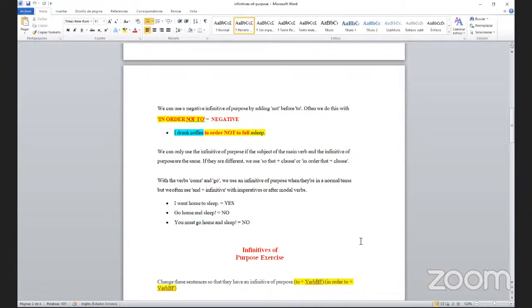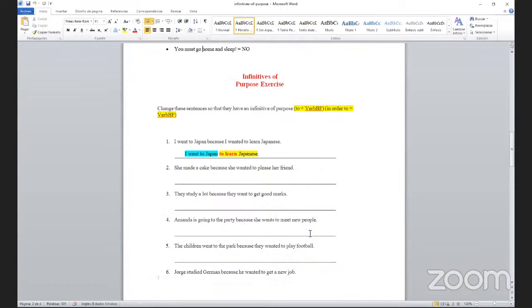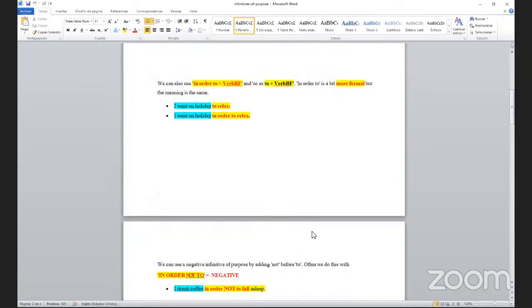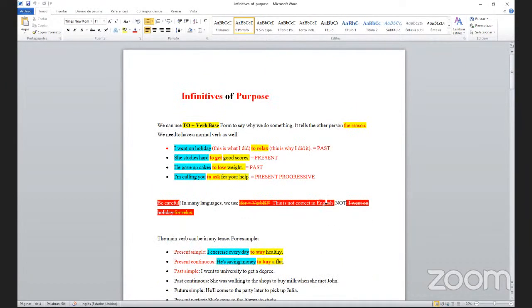Okay, so I will send you this document. You have some exercises here so you can practice, okay? So now we will see this grammar in the platform. So let's go to the platform, Miguel, and I will assign you this Unit 3. Okay, it is done. So let's go to Unit 3, infinitives.